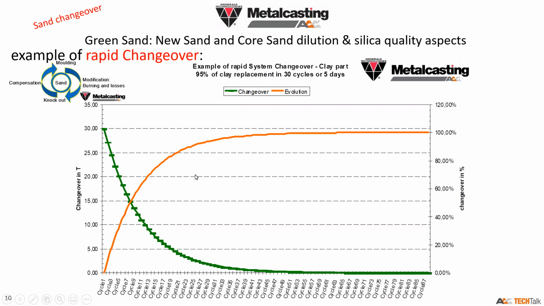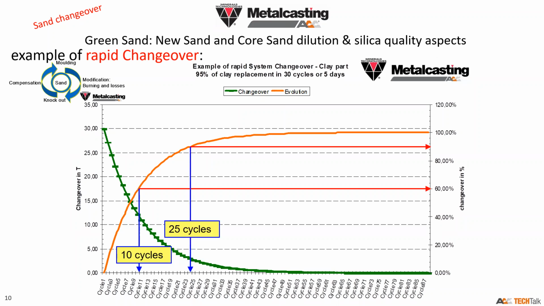And you can see in this example, for 60% changeover, you need 10 cycles, and for 90% changeover, you need 25 cycles. So to summarize, for 95% of system sand change, you need 30 cycles and 5 days, which is quite quick.